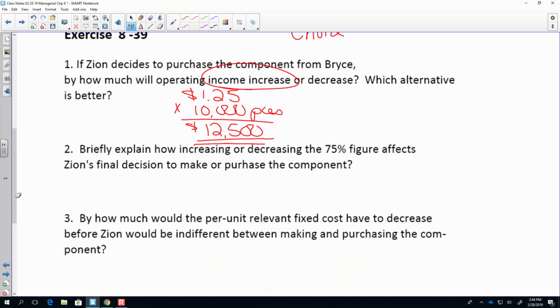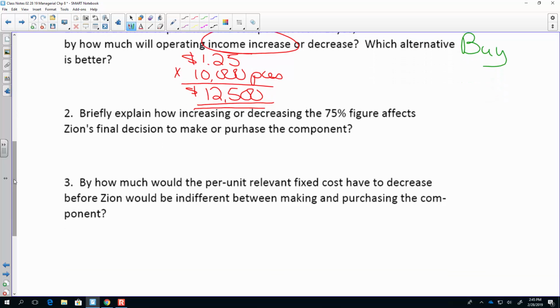We've already said buy is the best alternative, and you will be asked that on the test. Is the buy or make the best alternative, right? And then it says, briefly explain how increasing or decreasing the 75% figure affects their decision to make or purchase the component.